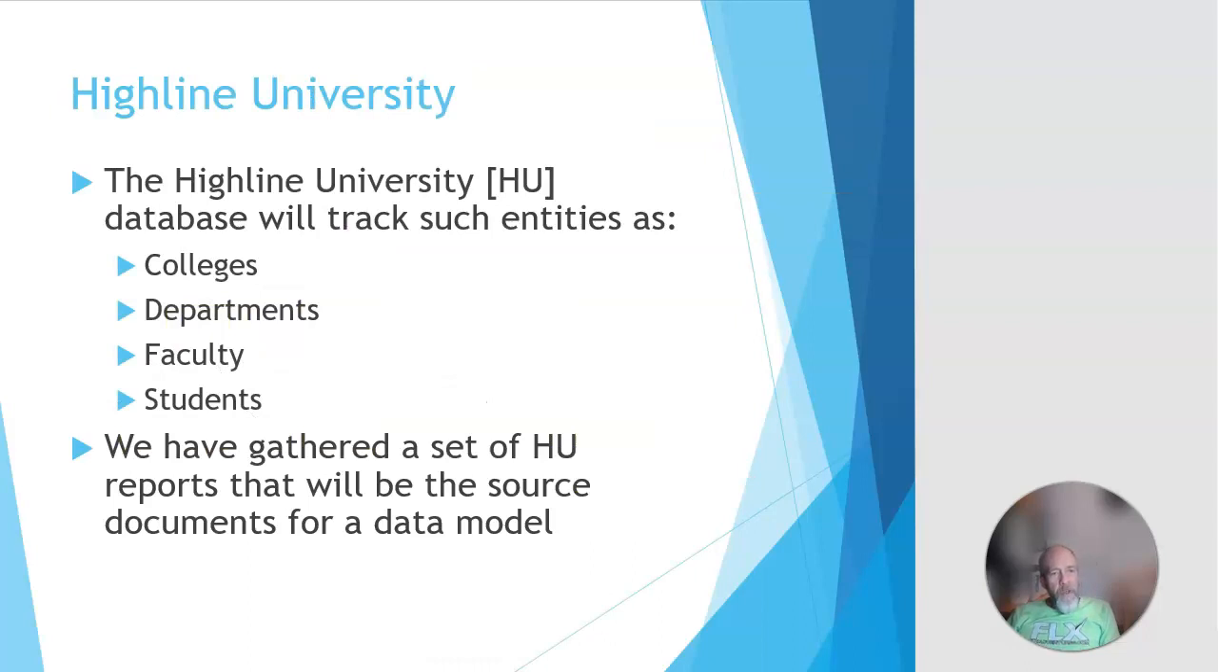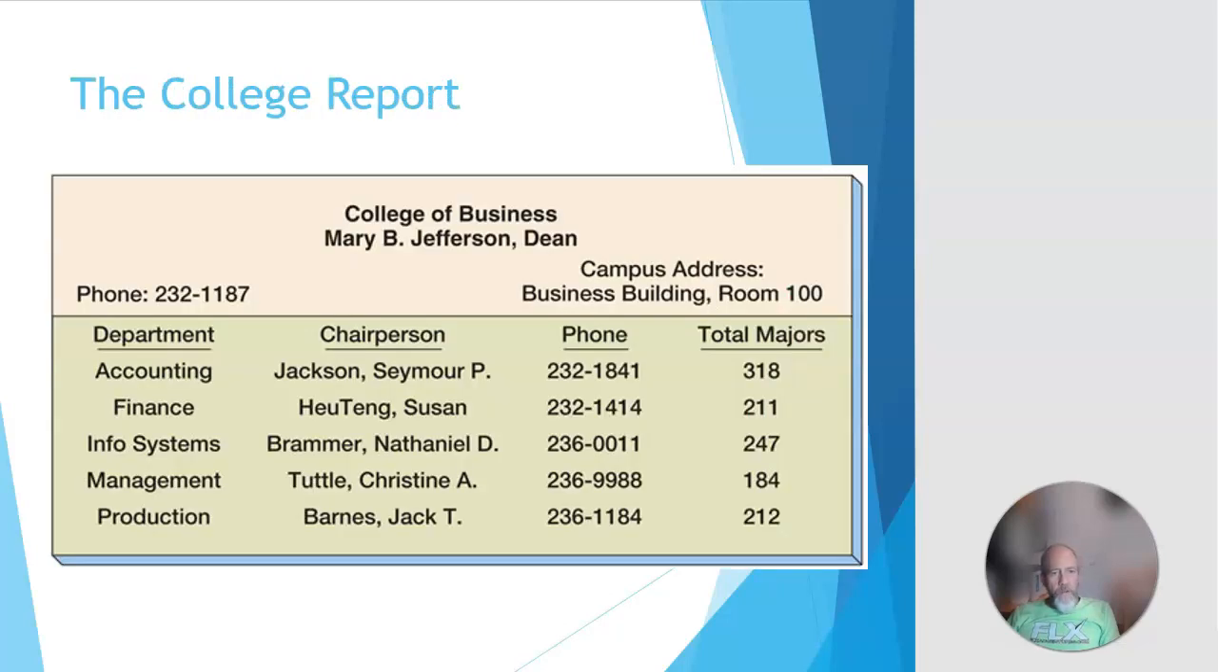Now, example. We're going to take the good old Highline University database, which is going to track colleges, departments, faculty, and students. And we've got some reports we're going to use. These are like paper reports that are going to be what we use for the data model. So we're going to pull these reports.